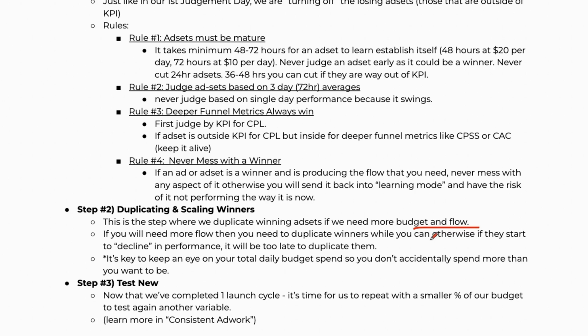And of course, as you are scaling, you don't just scale. You keep an eye on the total daily budget that you're going to be spending, because otherwise you end up spending more than you actually wanted to spend, right? And then step number 3 is testing new. Again, we will talk more about this with the consistent ad work step, specifically in the daily management process. But now that we've completed one launch, it's going to be a matter of, hey, we've got to repeat that over and over and over again in order to put a small percentage of our budget toward testing winners in the background, okay?